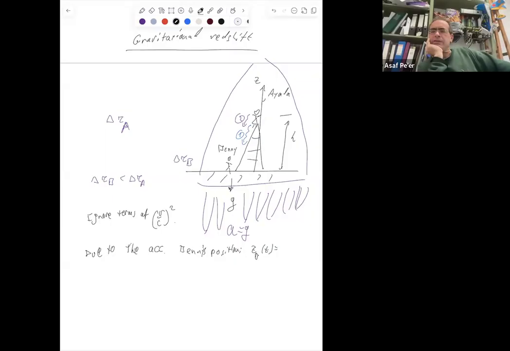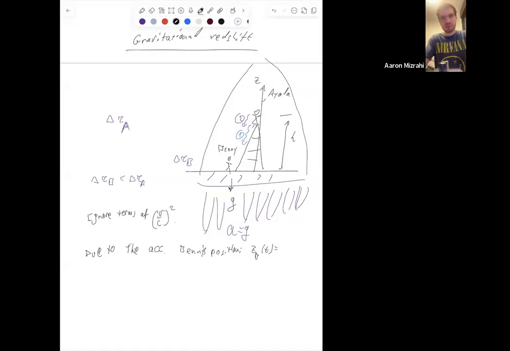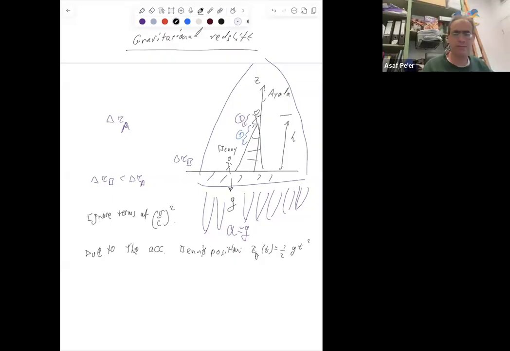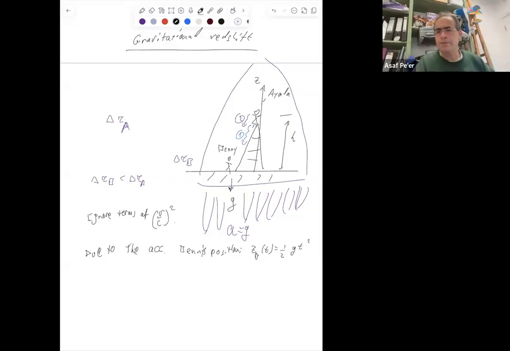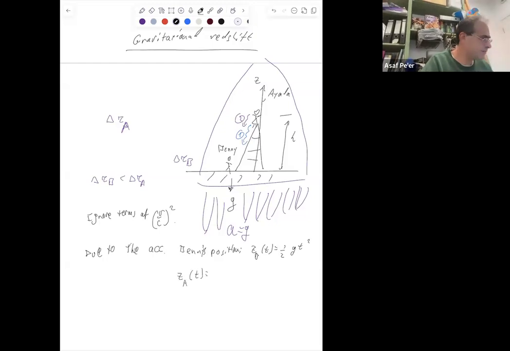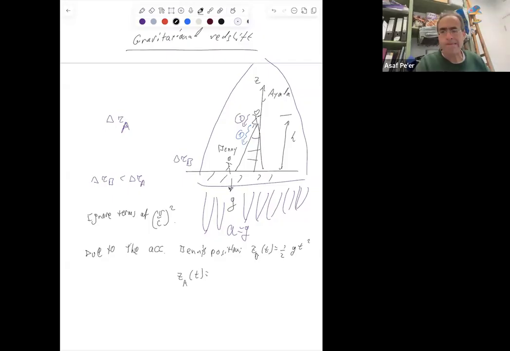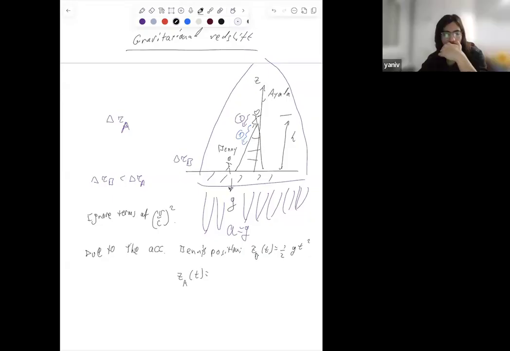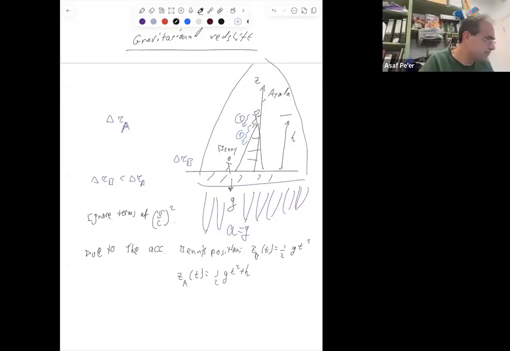Well, he is accelerating, so it's half GT squared, right? Guys, this is something that if I wake you up at 4 a.m. because of an alarm, then you know, right? So if you don't know that, we have a serious problem right now. Half GT squared, right? What is Ayala's position? Z Ayala? H plus half GT squared.